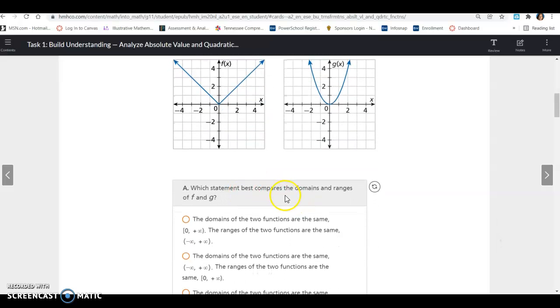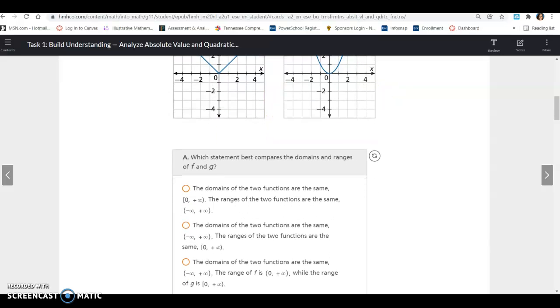All right, which statement best compares the domain and range of f and g? All right, so your domain is your x's, so what happens going left and right? So going left, it continues forever. Going right, it continues forever. On this one, it does the same thing. Both graphs are going up, but they're also going left and right forever. So the domain is going to be all real numbers.